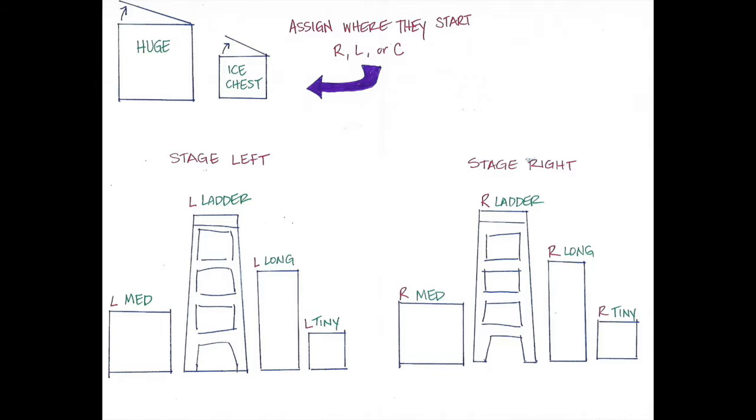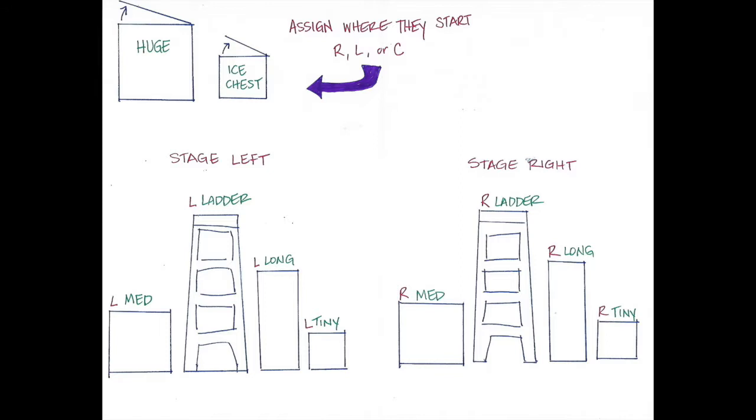There's only one huge and ice chest, the boxes that are hinged, and if they are used in a show, you just have to determine which side of the stage they begin on. And we'll go over the notation for that shortly. But again, transition language should be as simple and concise as possible, and we've codified this for ease and so that everyone is always on the same page. We're always speaking the same language.